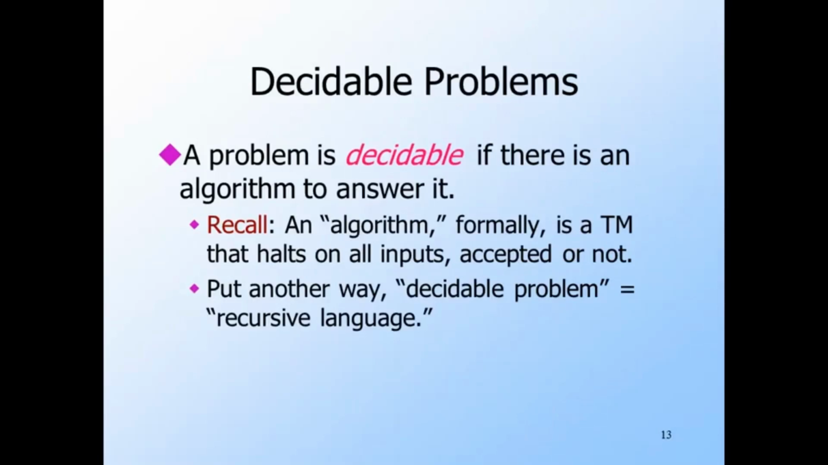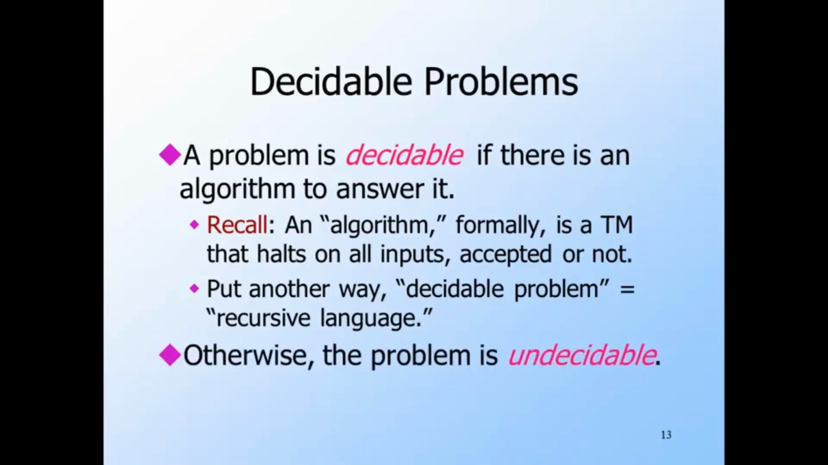When we talk about problems, we use the term decidable. It means that there is an algorithm to answer its question. That is, a Turing machine that accepts the encoded instances of the problem for which the answer is yes, and also halts without accepting the other instances. So a decidable problem is really the same thing as a recursive language, if we think of the language as encoding a problem. The opposite of decidable is undecidable.